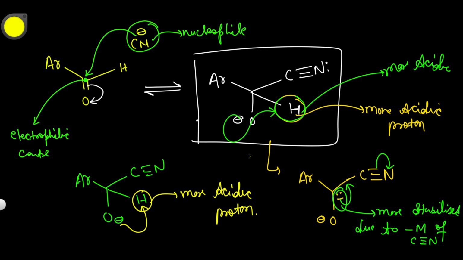Now we move ahead. Okay, so the base O minus is acting as a base here, and it will take a proton from this carbon, because this proton is more acidic. After the removal of this proton, a negative charge is generated, and this negative charge will be delocalized onto the C triple bond N by the minus M effect. Okay, right? So what happens in the next step, I will show you.